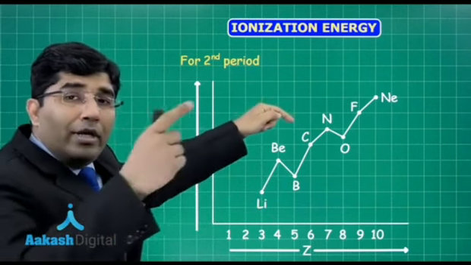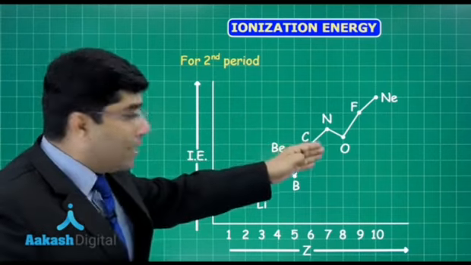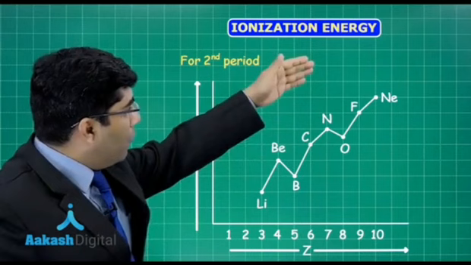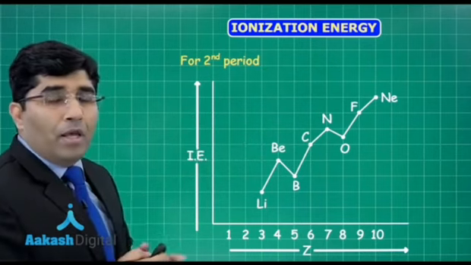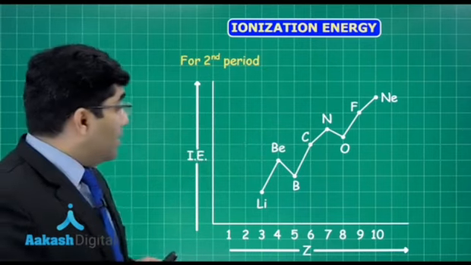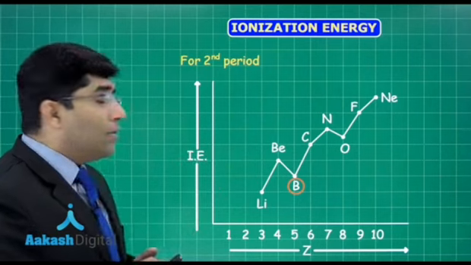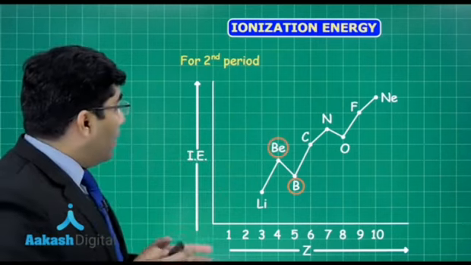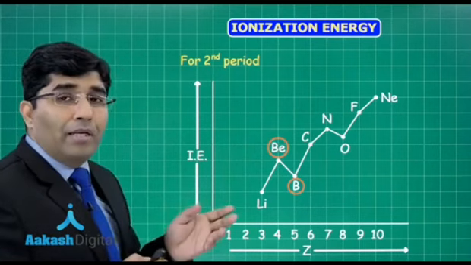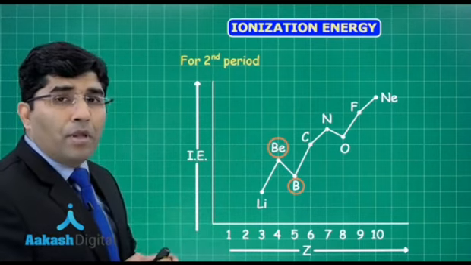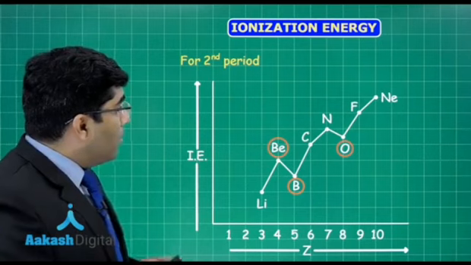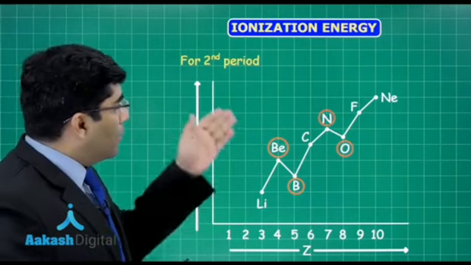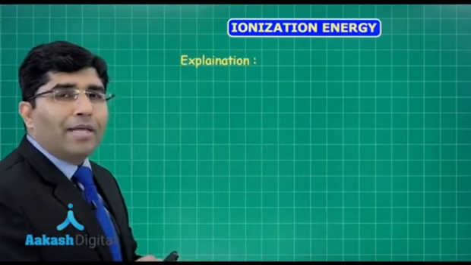It should increase for oxygen, but it is decreasing. Then for fluorine, it is increasing, and for neon, it is highest. Now our point of concern is why the ionization energy of boron is very less and why the ionization energy of beryllium is greater than boron. And the same thing is for oxygen and nitrogen also. Why is the ionization energy of nitrogen greater than oxygen? Let us see the explanation of that.